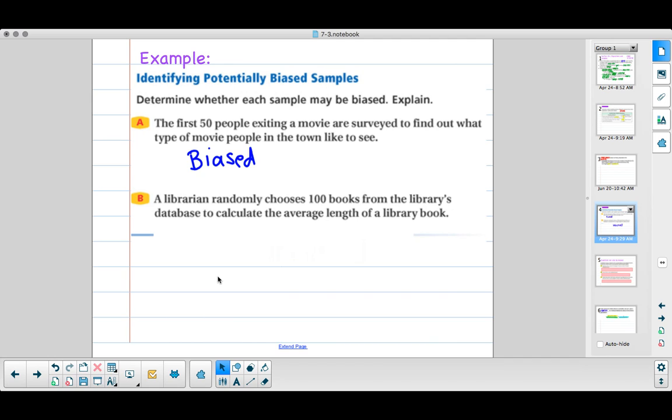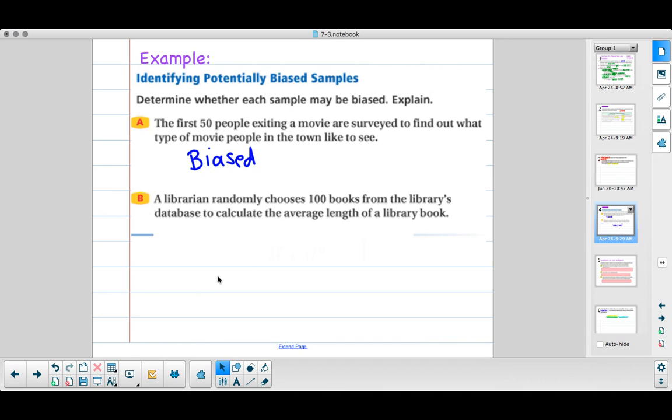A better way to do that sample would be to stand at the entrance, perhaps, and survey the first 100 people that came in, because they could be going to different movies. You also could do it at different times. So you could go every few hours and survey 10 or 15 people just so that you're getting a good mix.